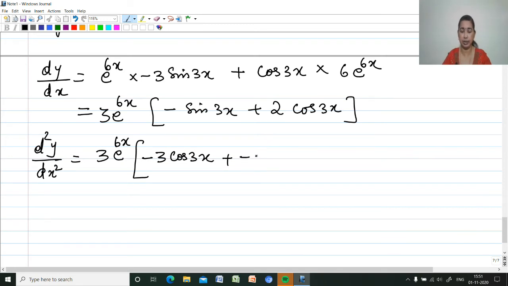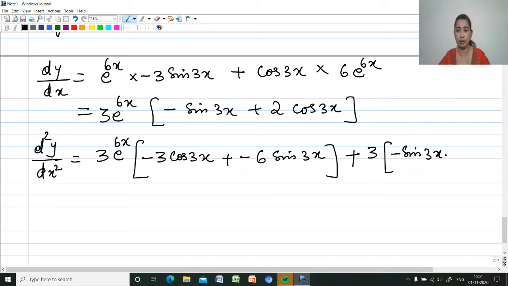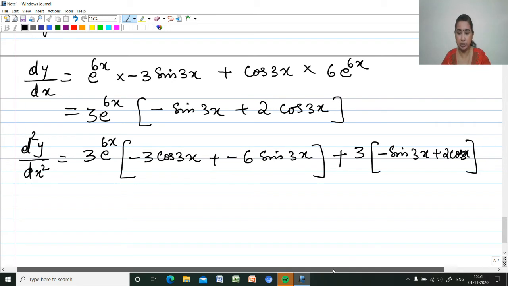So it becomes minus 6 sine 3x. Then plus second function, so again 3 into this second function, minus sine 3x plus 2 cos 3x into derivative of the first. Derivative of the first means e raised to 6x. E raised to 6x derivative is e raised to 6x into 6. So 6 e raised to 6x.